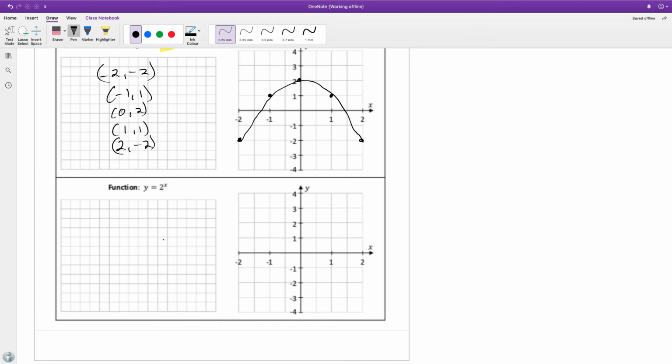And our points here should be -2, 1/4; -1, 1/2; 0 and 1; 1 and 2; and 2 and 4. Anyone know what type of graph this is? Emer? Good girl, exponential. How do I know it's an exponential graph?